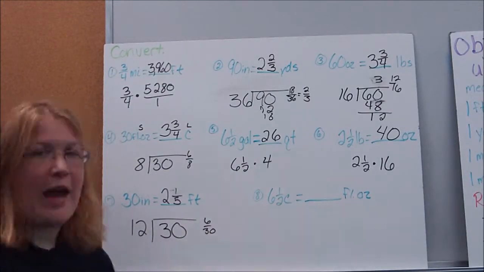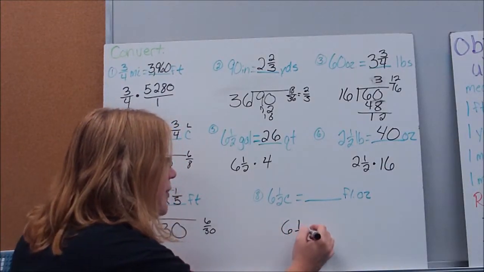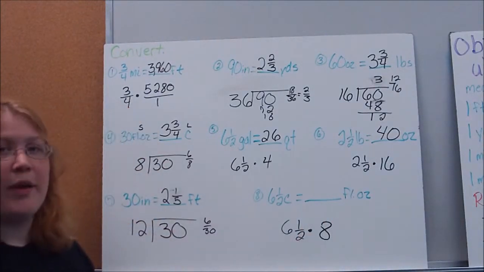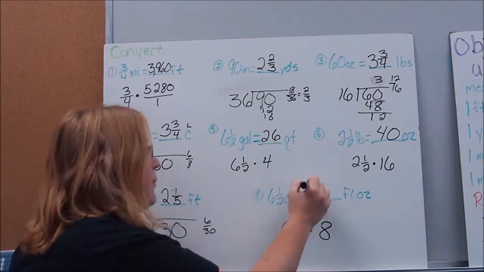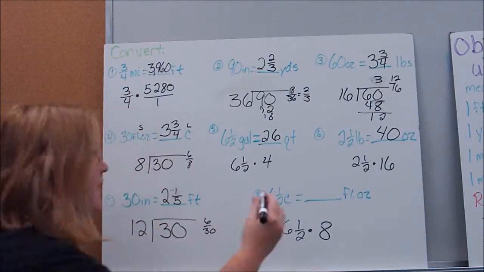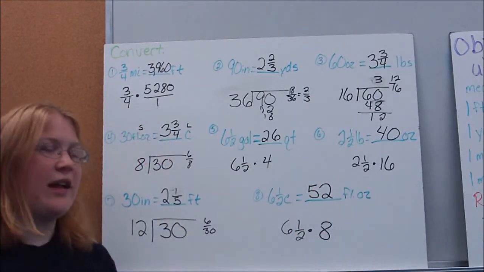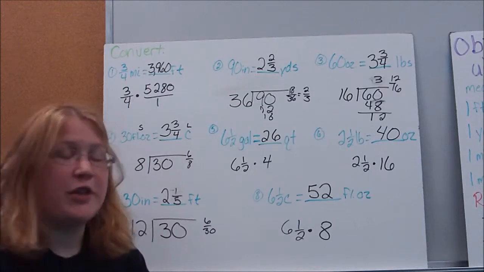Here I'm going from cups to ounces. Cups are larger, so here I'm going to multiply. So the 6 1/2 cups I have times the 8 fluid ounces in each cup. I'm going to do my multiplication, and I'm going to wind up with 44. No, just kidding. 48, 52. 52. And if you have a calculator, you can check my math for me, but I'm pretty sure it's right.